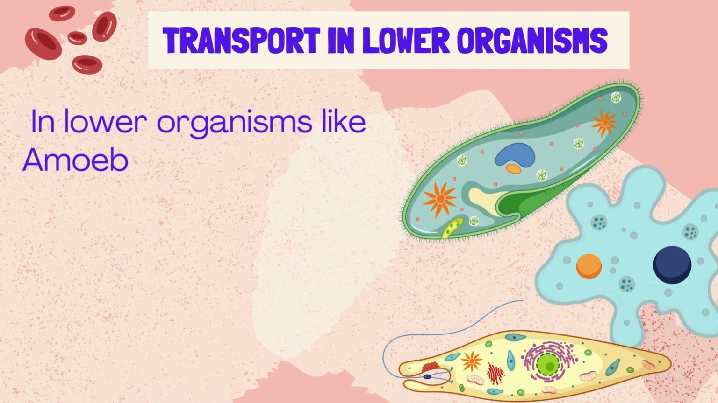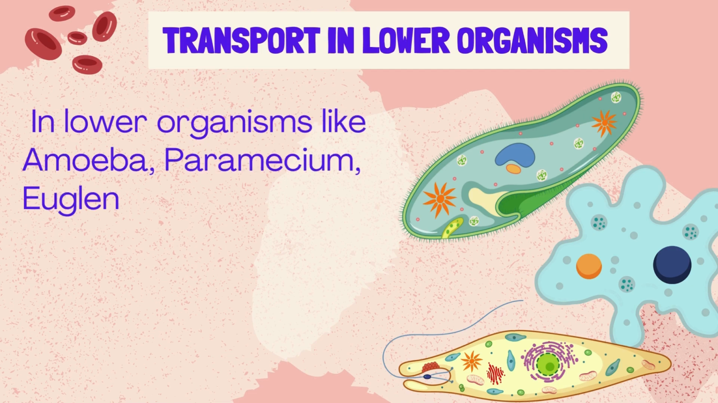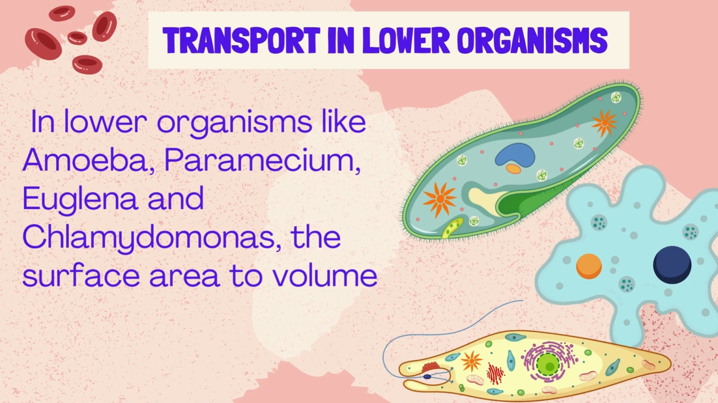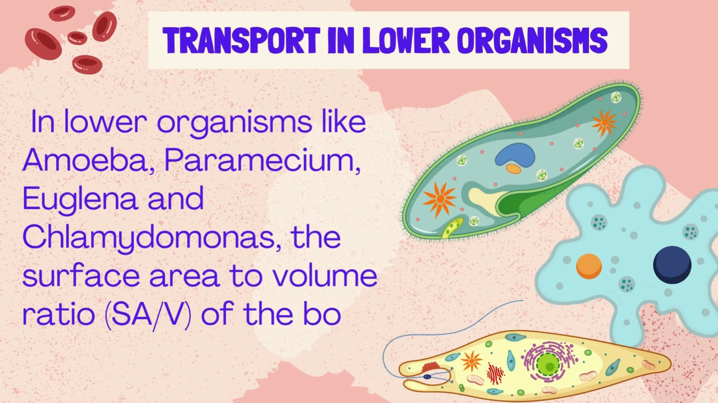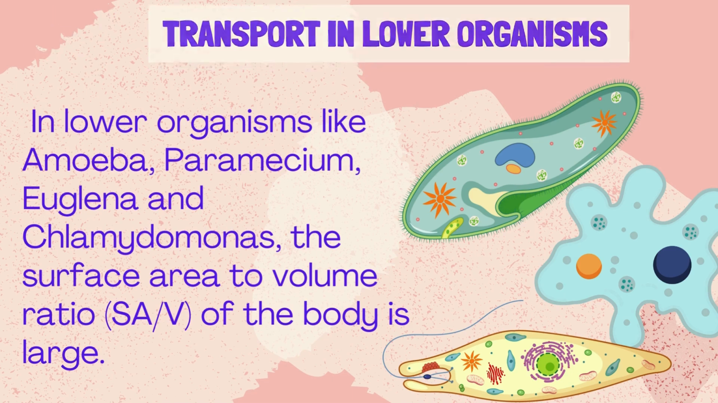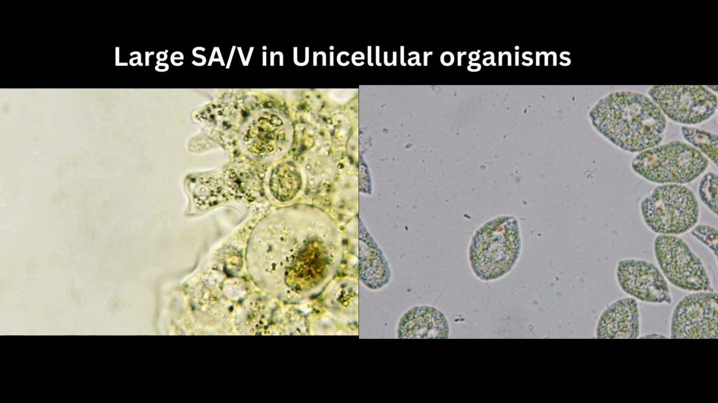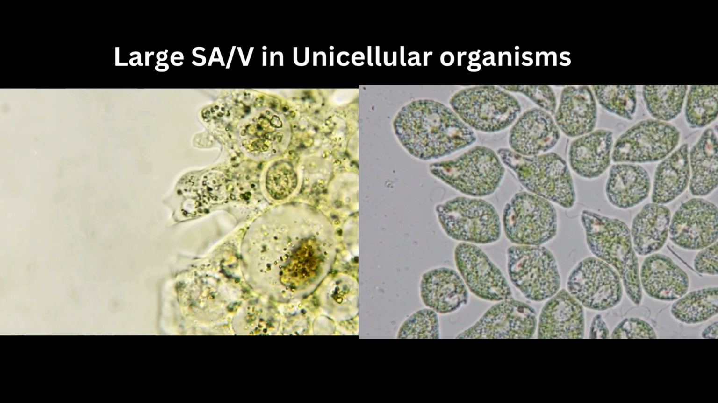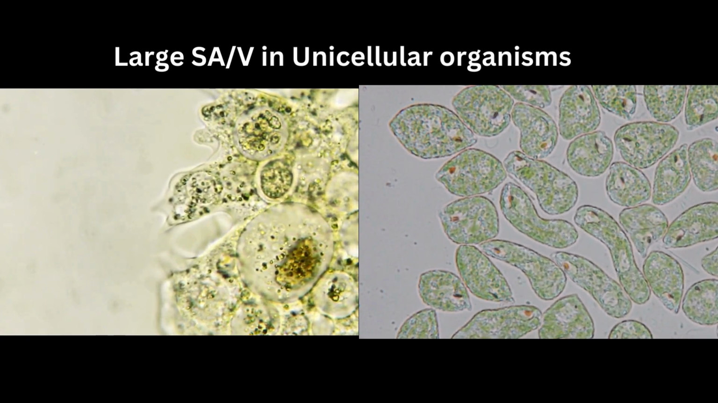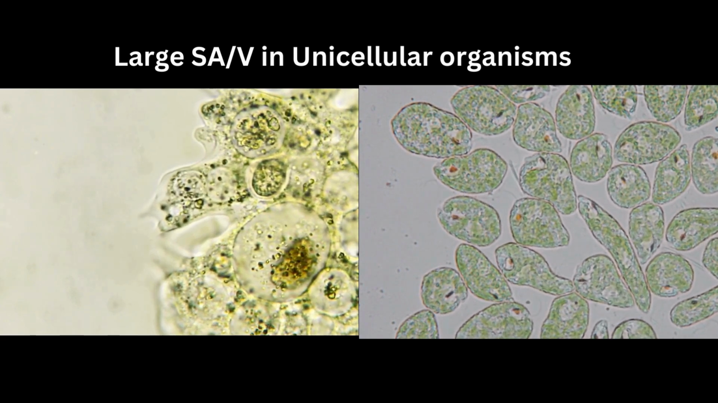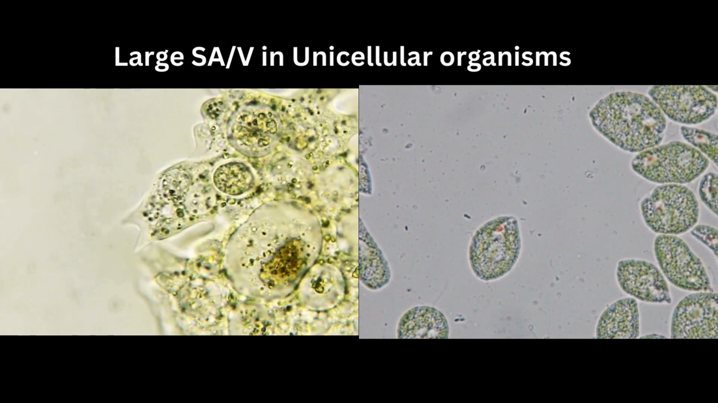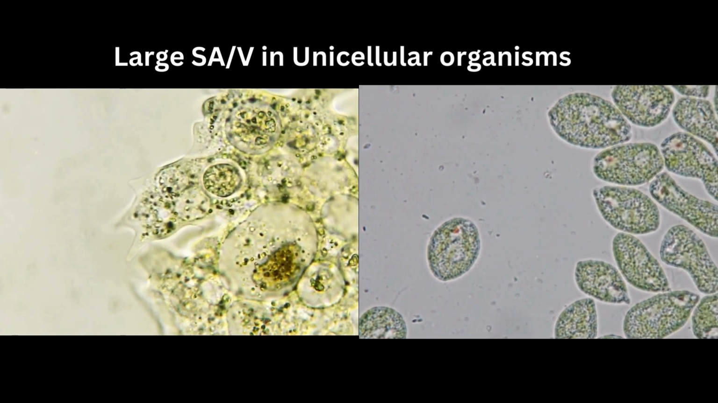In lower organisms or unicellular organisms such as amoeba, paramecium, euglena, and chlamydomonas, the surface area to volume ratio of the body is large. As a result, essential nutrients like food, oxygen, and water, as well as excretory products like water, carbon dioxide, etc., are able to move in and out of the body by simple diffusion. Therefore, diffusion is most effective when the surface area is large while the thickness or volume is small.